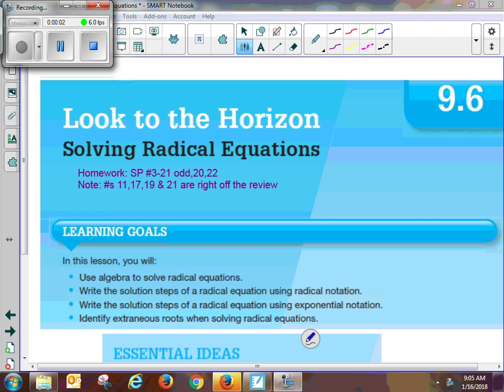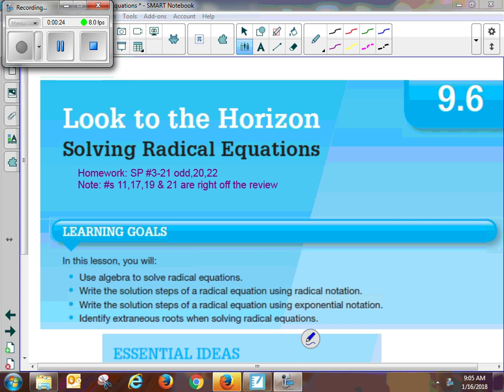Today we are starting the last lesson for Chapter 9. We are going to be solving radical equations. We're going to be solving them sometimes with radicals, sometimes with fraction exponents. And then you're going to have to do a check. Even a head check is okay, but we're looking for extraneous solutions.